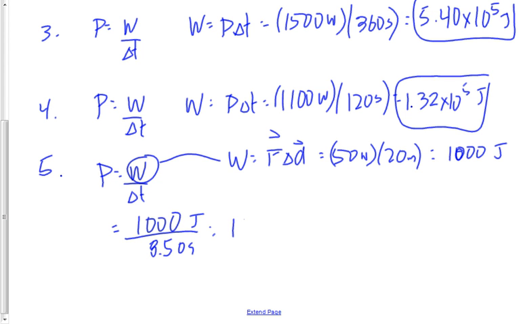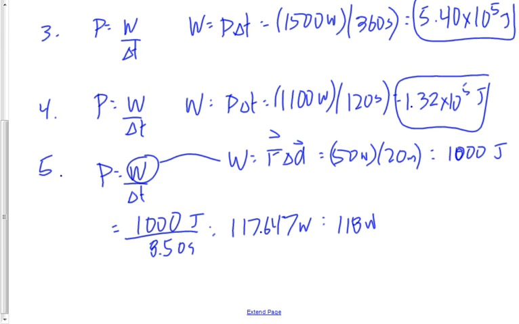We get 117.647. I said joules. It should be watts, shouldn't it? And of course, we should round this. If we go back to our data in the question, we had 2.00, 20.0, 50.0, 8.50. Final answer should be how many digits? 3, which is 118 watts.